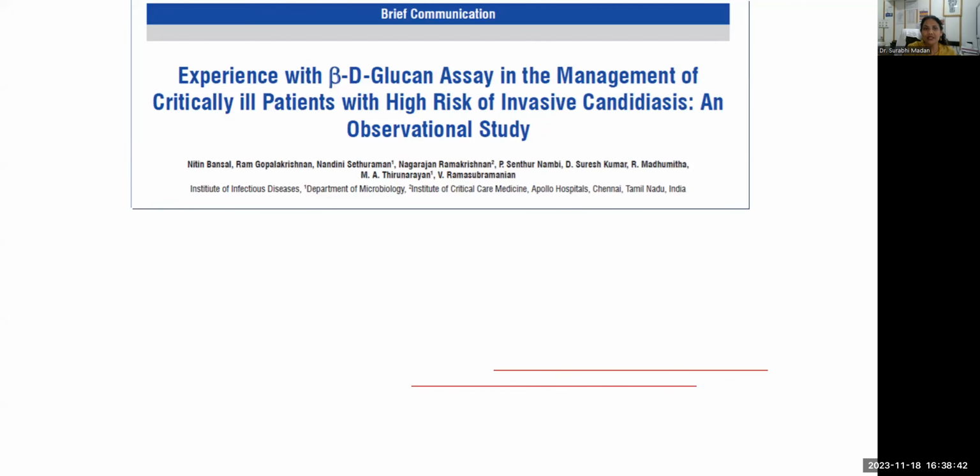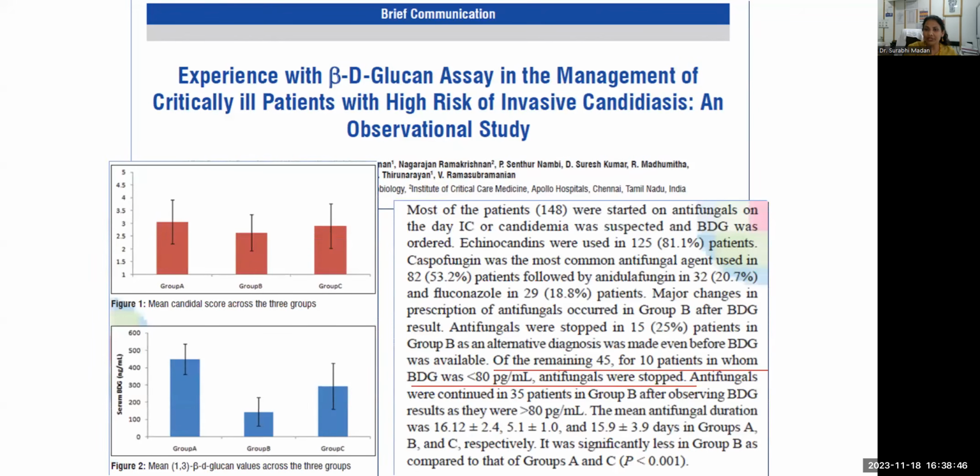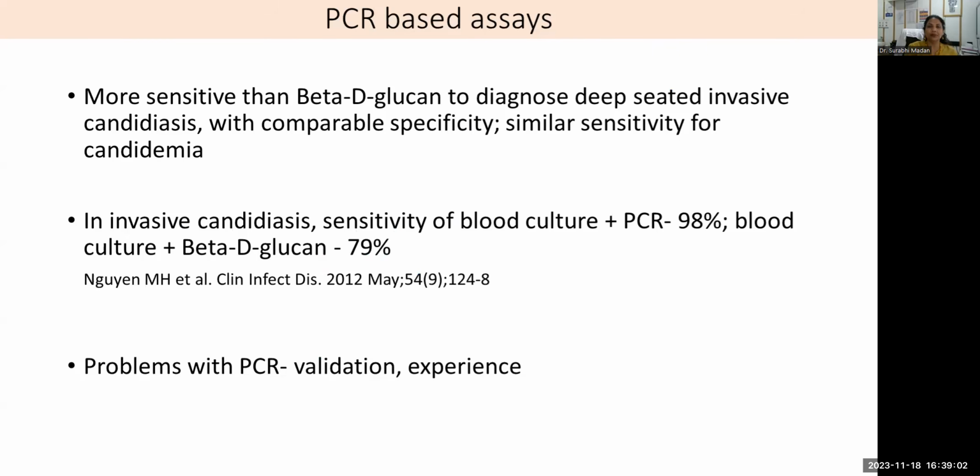Now, this is a study from Apollo Chennai, where again they have mentioned the same thing, that in patients where beta-D-glucan was less than 80, they could stop the antifungal. So again, they have used this test to de-escalate rather than to initiate antifungals.